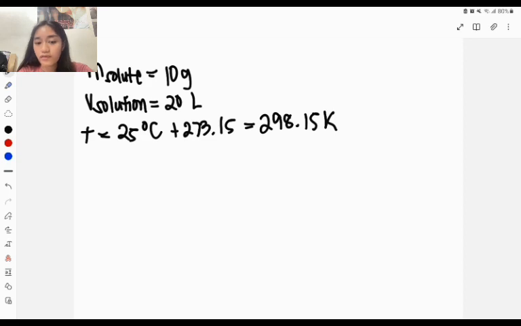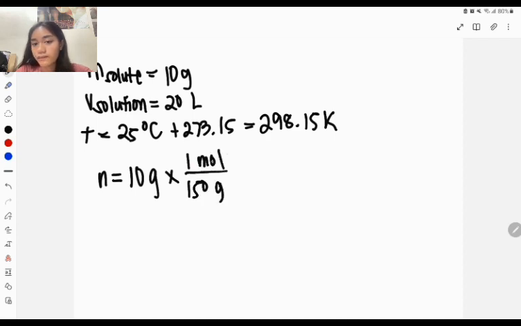Now we have to convert the grams into mole. So we do that by 10 grams multiplied by 1 mole over 150 grams, because this is the molecular weight of the non-electrolyte, which is 150 grams per mole. Then as we multiply it, it becomes 0.07 mole.